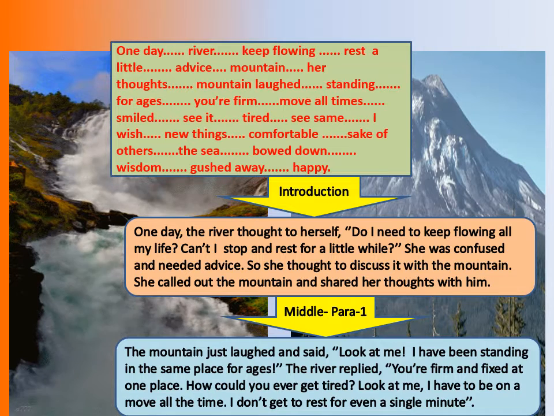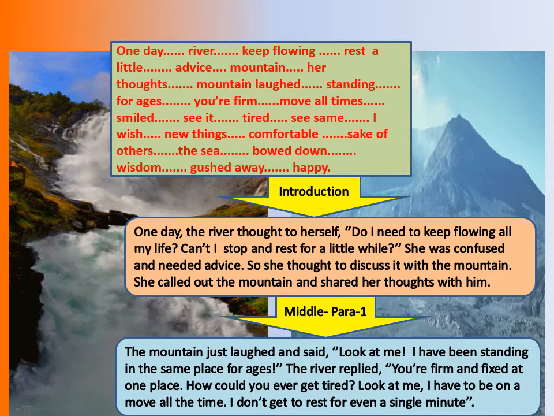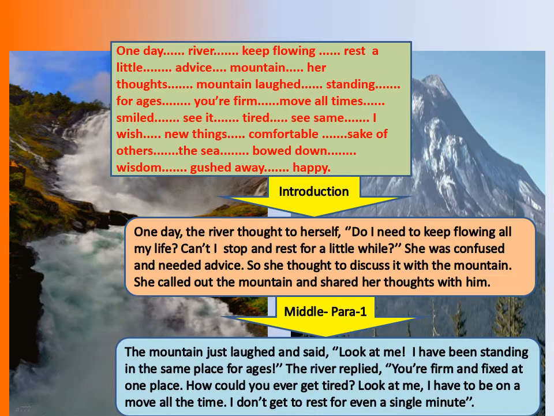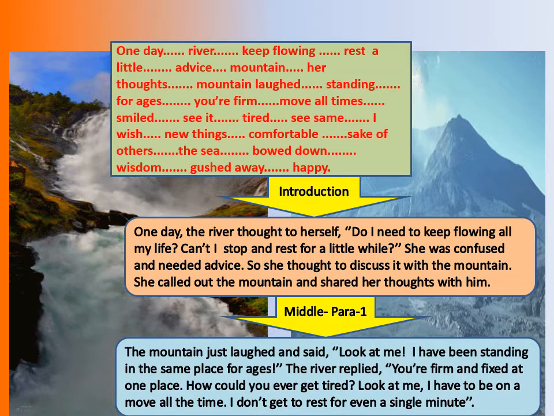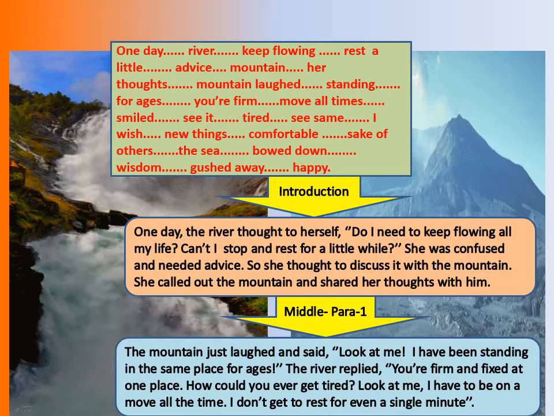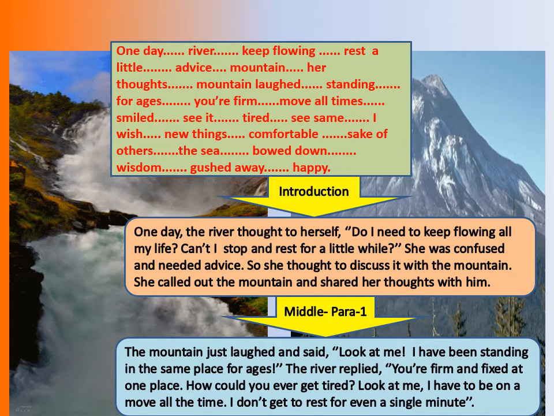If you check this outline, you will find what we have already discussed. There are some phrases like one day and there are some single words like river. We have already discussed and said that the outline may be a single word or it may be a phrase. Here you can see keep flowing is a phrase whereas advice is a single word.